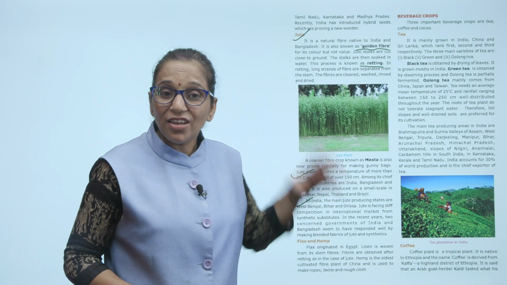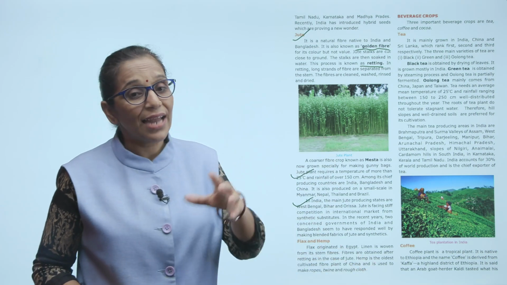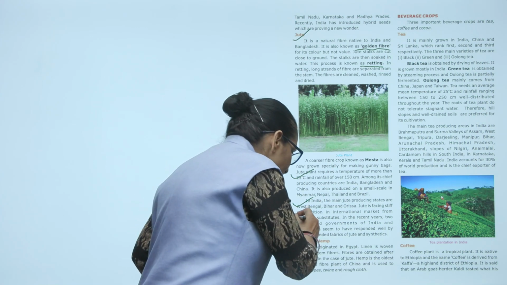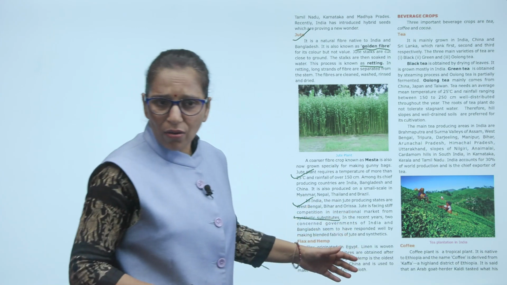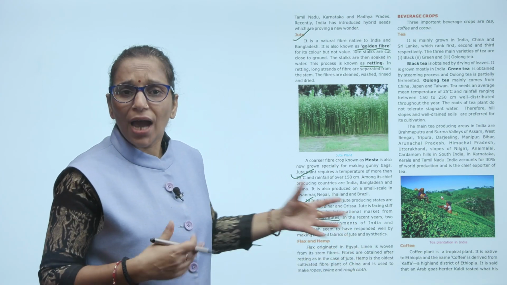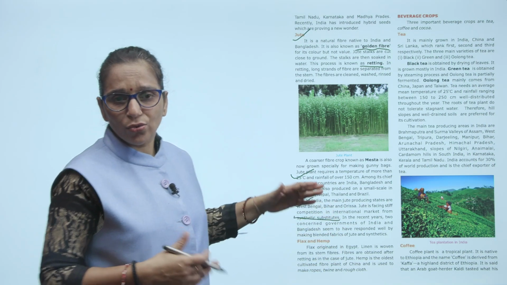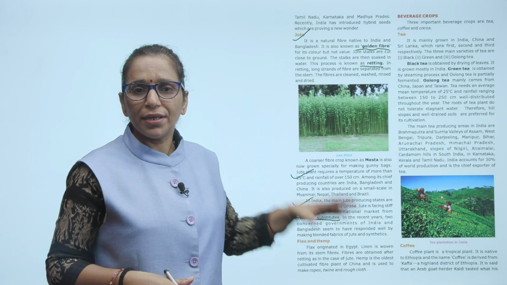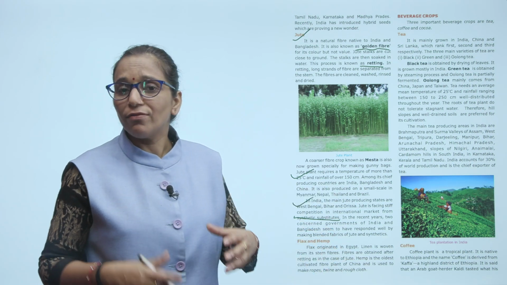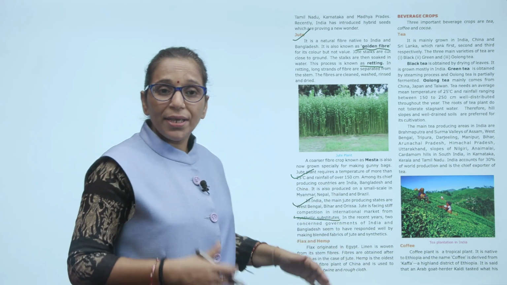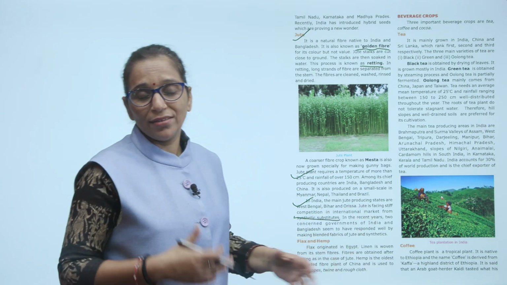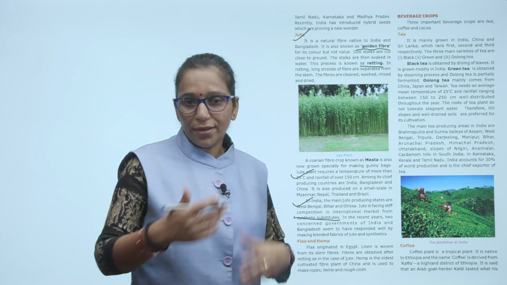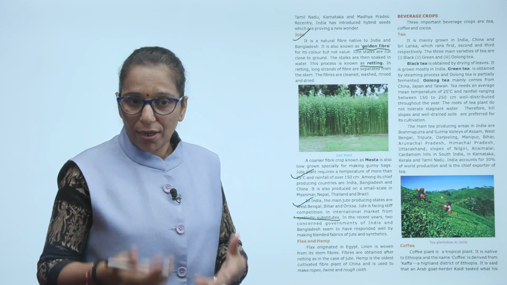Jute is facing stiff competition in the international market. Why? Because of synthetic substitutes. Now we have Terylene, and nylon as synthetic substitutes. So jute has to face the competition. In recent years, the governments of India and Bangladesh seem to have responded well by making blended fabrics of jute and synthetic. They are helping the jute industry to get the best jute raw products.